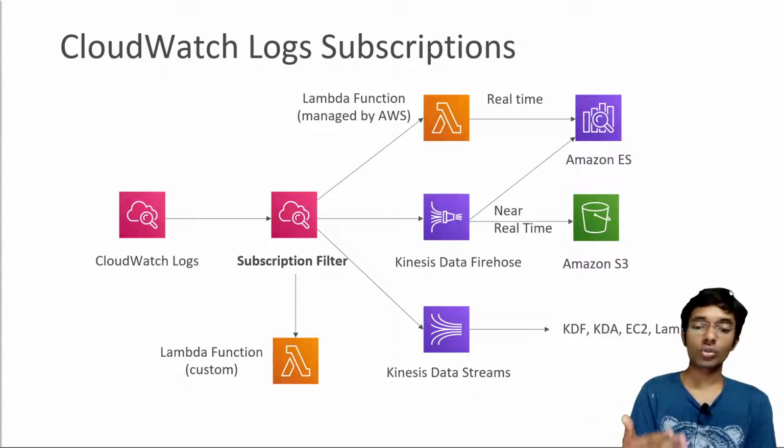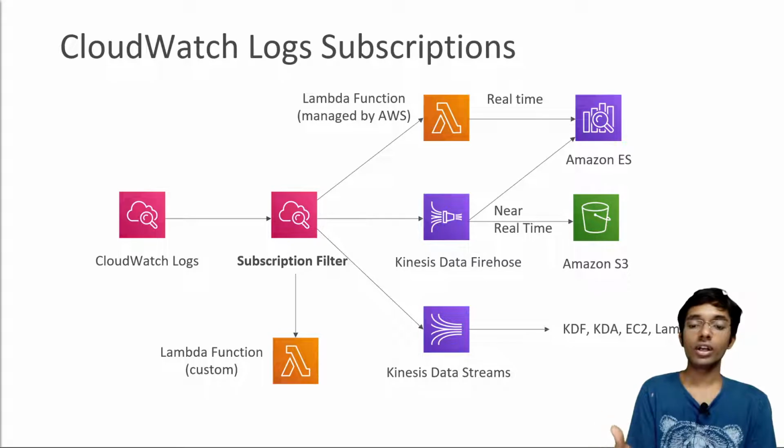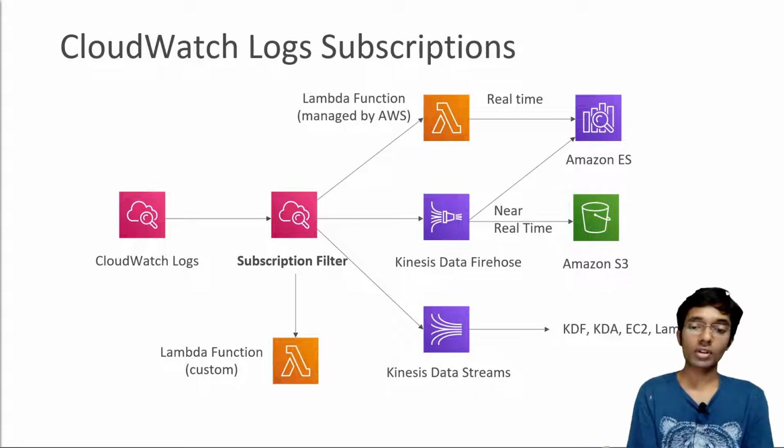So the question is, should we use Kinesis Data Firehose or Lambda to send the data into Amazon Elasticsearch or Amazon S3? Here it really depends on your requirements. If you have real-time requirements, you have to use a Lambda function.